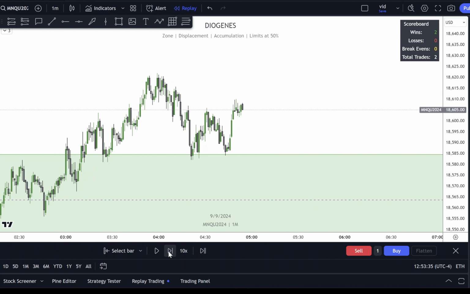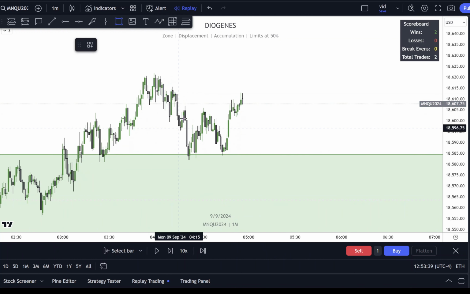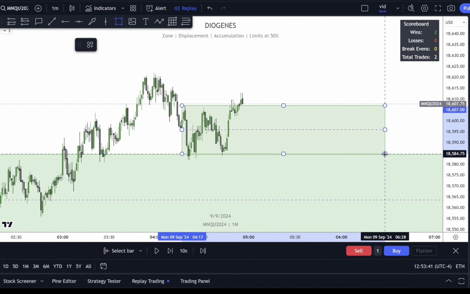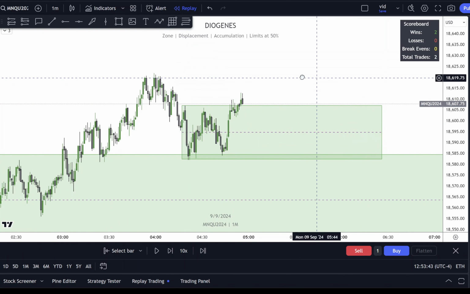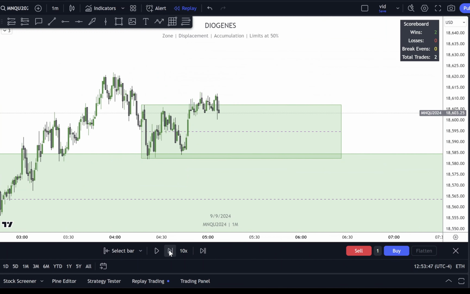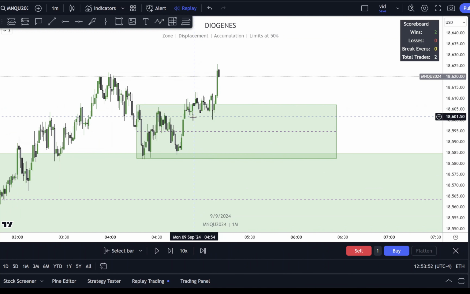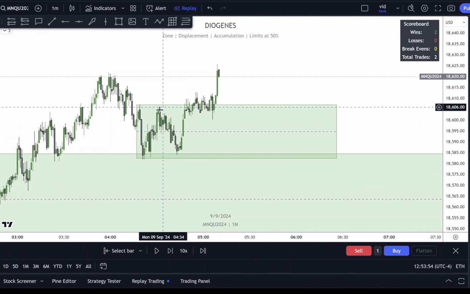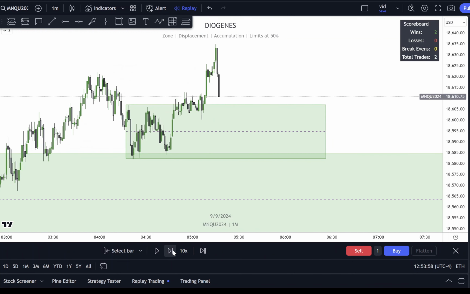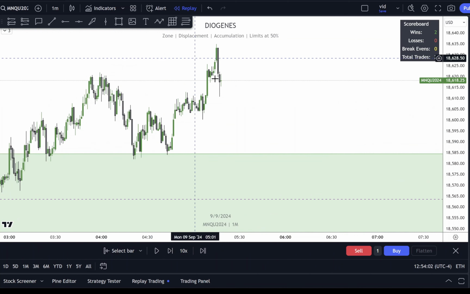All right. So I can see now that we created this zone. Okay. This is internal structure, but for me, zones are still zones. Okay. So we are accumulating, and we swept this low into this breaker, fair value gap, and we're up. Okay. No problem. Okay. So now what happened?